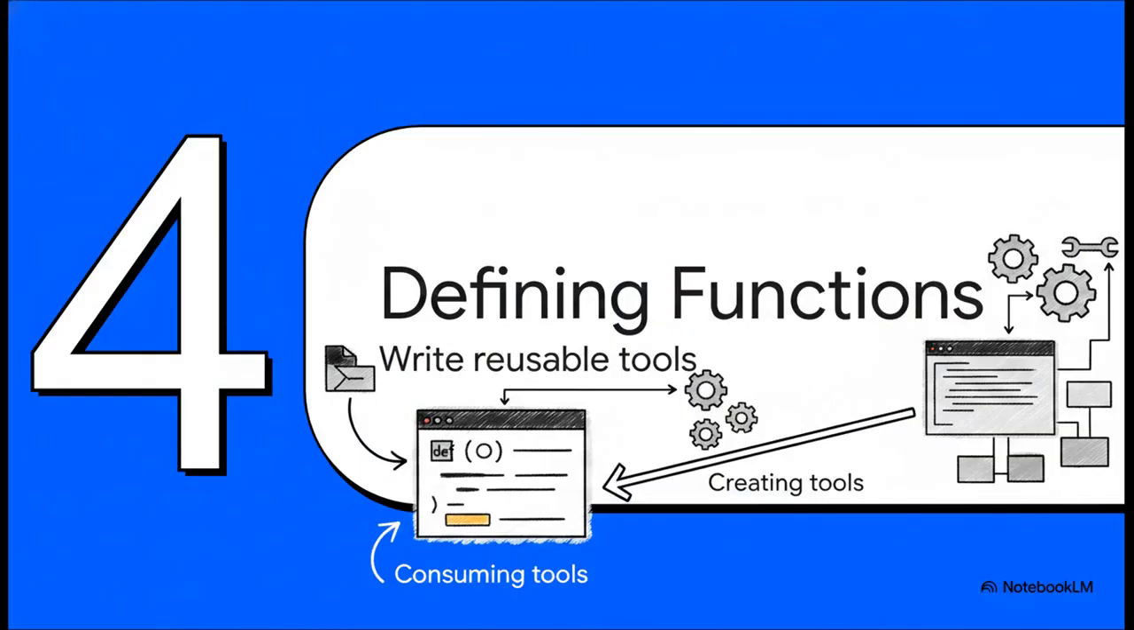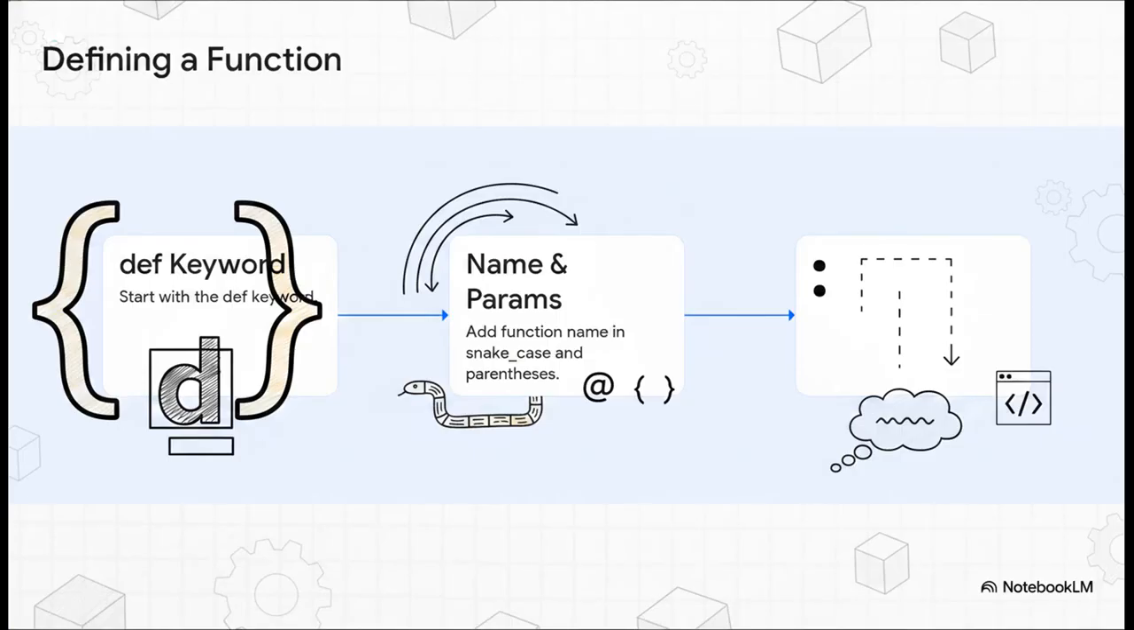All right, Section 4, Defining your own functions. It's time to start writing your own reusable tools. Let's methodically break down the anatomy of how you actually construct a function step by step. Step 1, you always start with the def keyword. That's what tells Python you're defining something new. Step 2, you add your custom function name. And remember, we always format this in lowercase with underscores, which is known as snake_case, followed by parentheses.